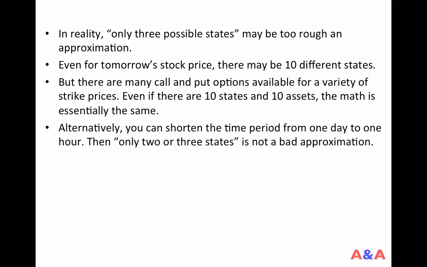Let me conclude today's class with a couple of remarks. In reality, only 3 possible states may be considered too rough an approximation. Even for tomorrow's stock price, there may be 10 different states. But there are also many call options and put options available for a variety of stock prices. So even if there are 10 possible states, if there are 10 assets, such as stock and call and put options, the math is essentially the same. You have just a system of equations, 10 equations with 10 arrow prices, 10 state prices.